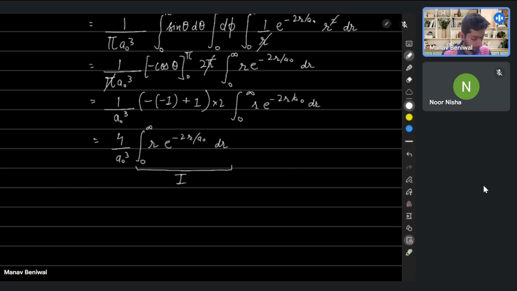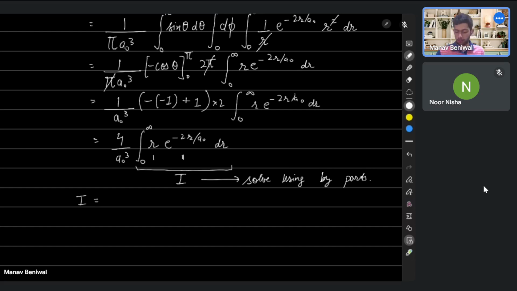And this we will solve by a technique using by parts. This is called integration by parts. So here what happens is basically, so our I will become, so let's say this is our first function r and this is our second function e to the minus 2r by a naught.